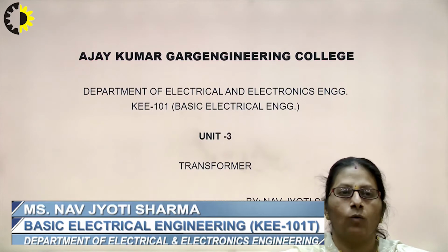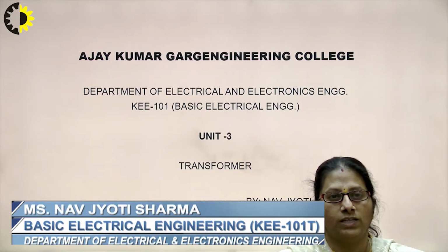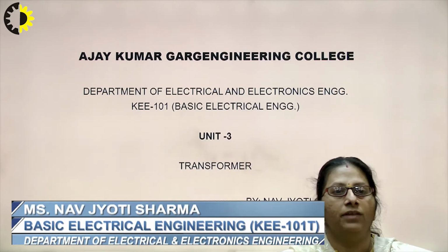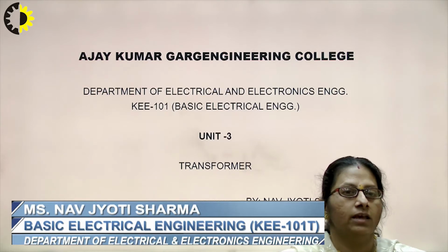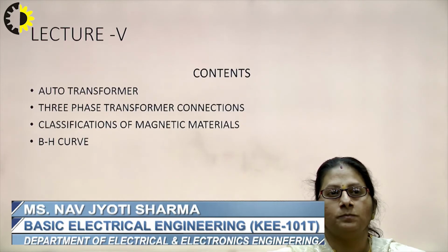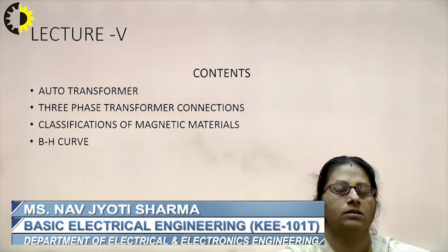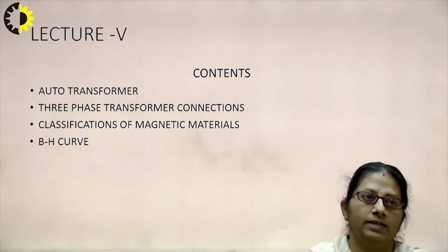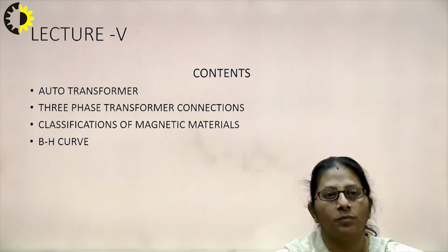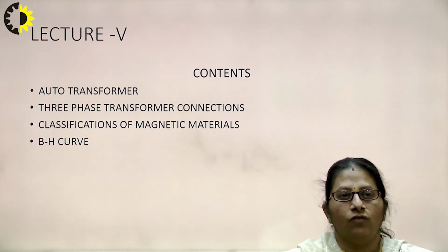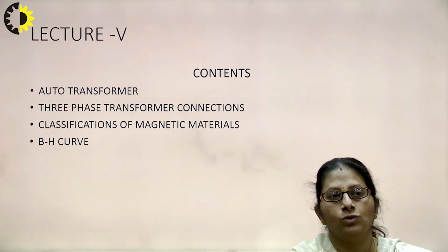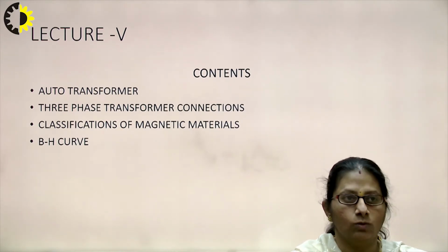In the previous 4 lectures we have seen the working of the transformer, the ideal transformer and the practical transformer on no load conditions, their equivalent circuits, their phasor diagrams, the efficiency, and voltage regulation of the transformer. Now coming to certain more topics on transformers. So this is lecture 5, it will have contents like auto transformer, 3-phase transformer connections, classifications of magnetic materials and the explanation for the BH curve, or we also know it as the hysteresis curve or hysteresis loop.